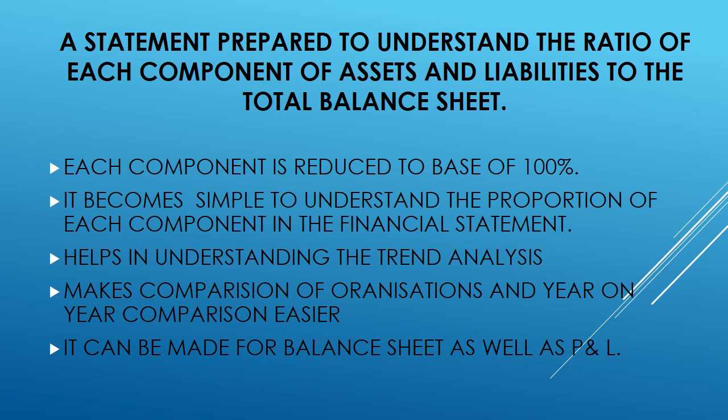The ratio would be calculated as equity capital upon total liabilities multiplied by 100. If it is on the asset side, it would be fixed assets upon total assets multiplied by 100. Whatever percentage value we get, that will be put into the statement.